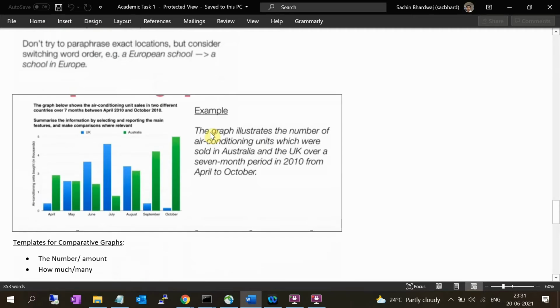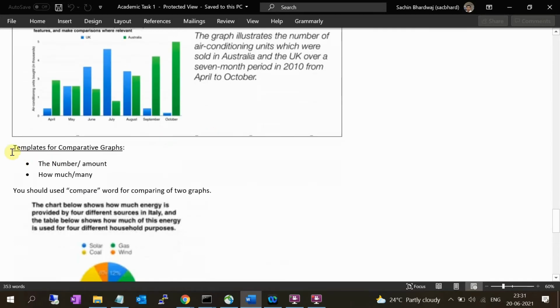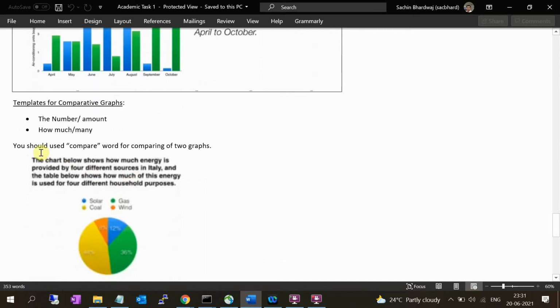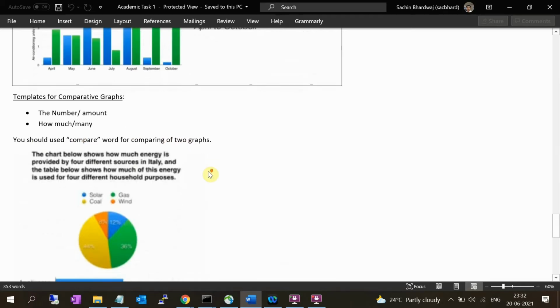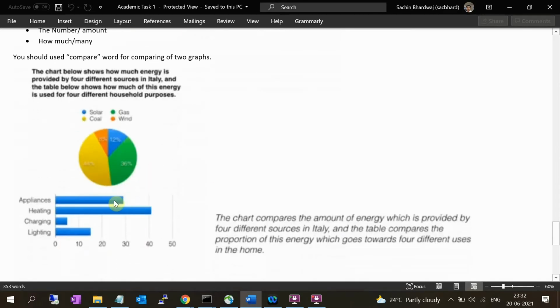Okay. Now coming to the second type of templates, for comparative graphs. Here also you have to see the number, or the amount, or how much, how many. One more important thing: you should use the word compare for comparing two graphs. Like below, we can see this example: the chart below shows how much energy is provided by 4 different sources in Italy, and the table below shows how much of this energy is used for 4 different household purposes.